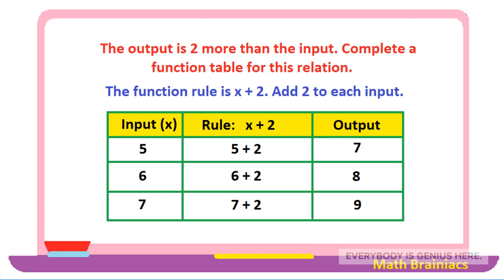And the third input, which is x, is 7. So, the rule is 7 plus 2. And it will give us 9. So, when the input is 7, the output is 9. It is easy, right?